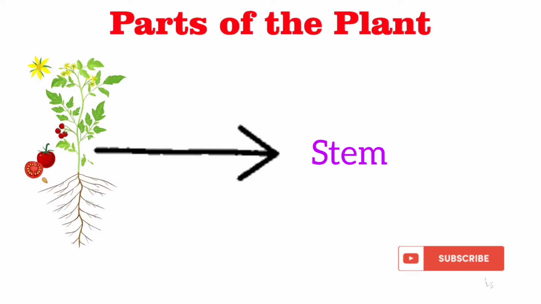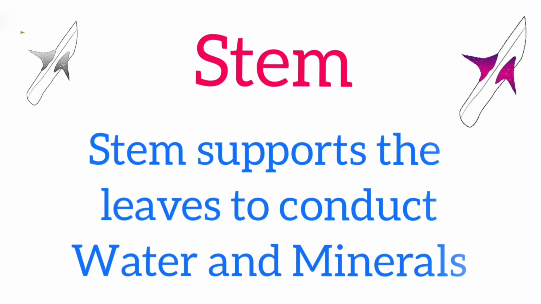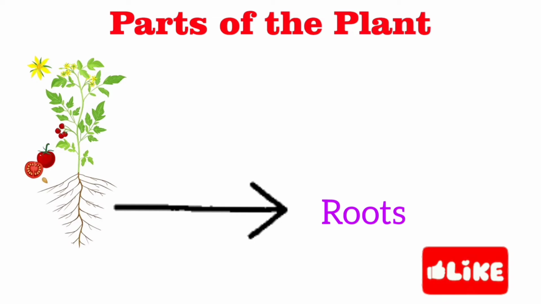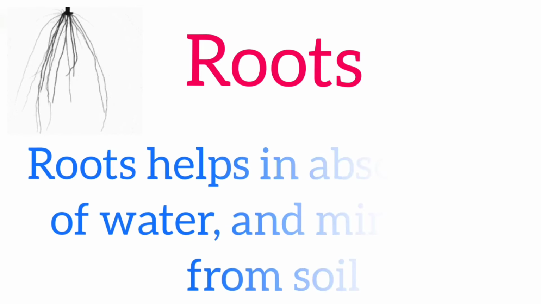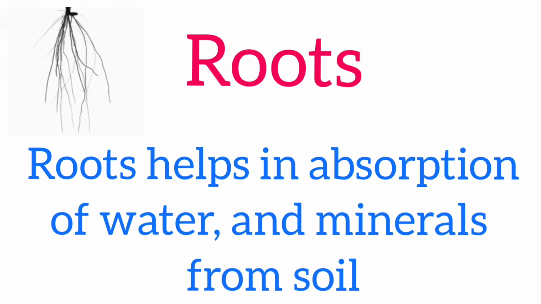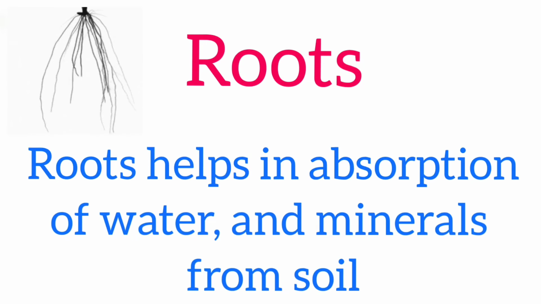This is a stem. Stem supports the leaves to conduct water and minerals. These are roots. Roots help in absorption of water and minerals from soil.